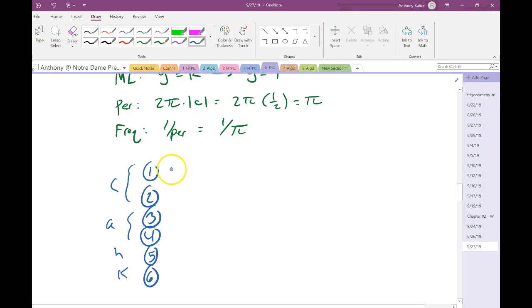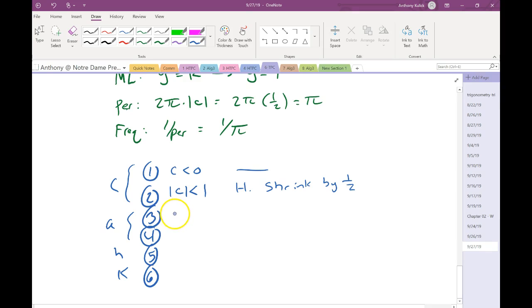So the first thing that we need to check is whether C is negative. C is not negative, so nothing happens. The next thing we need to check is the magnitude of C. Since the absolute value of C is less than 1, we have a horizontal shrink by a factor of 1/2.